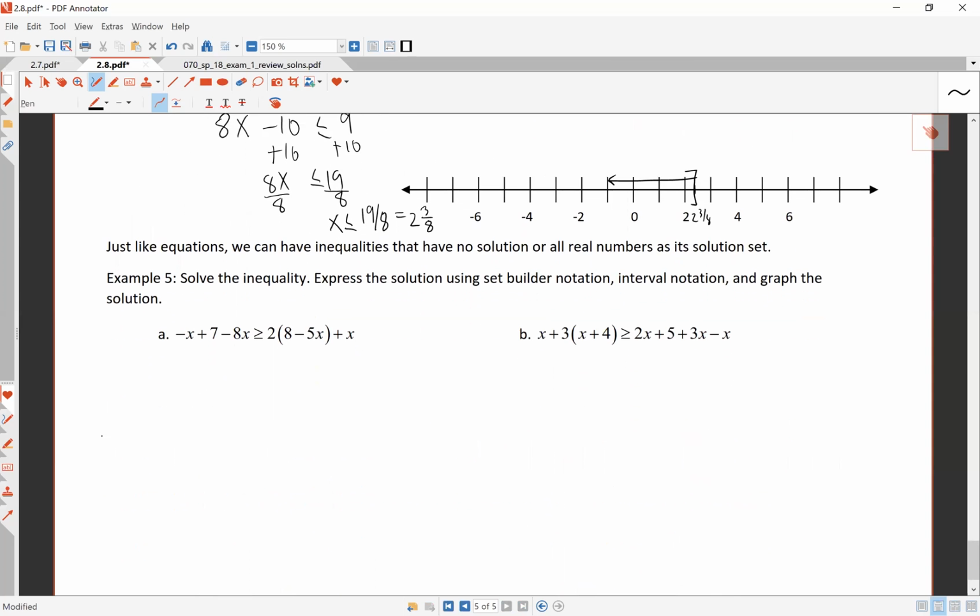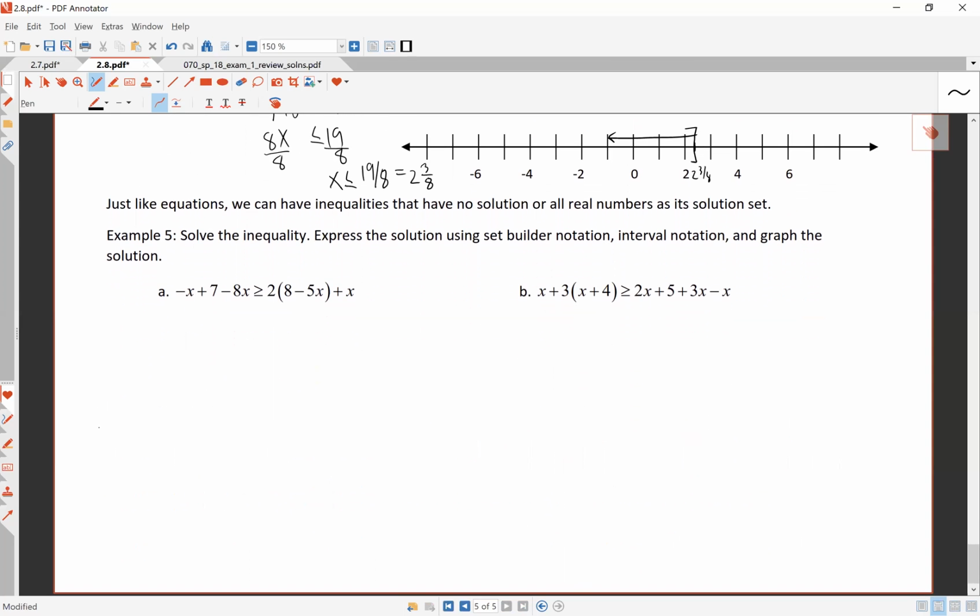The last part of section 2.8 deals with, just like equations, we can have inequalities that have no solution or all real numbers as its solution set. We were always on the lookout for things like 2x plus 2 equals 2x plus 3, which was a false statement, and we would say no solution with equations. Or 2x plus 2 equals 2x plus 2 was a true statement, which gave us all real numbers.